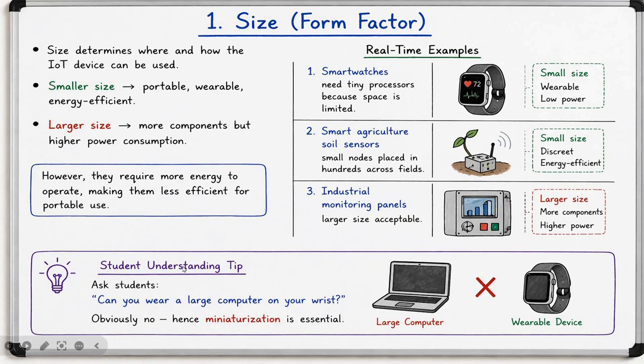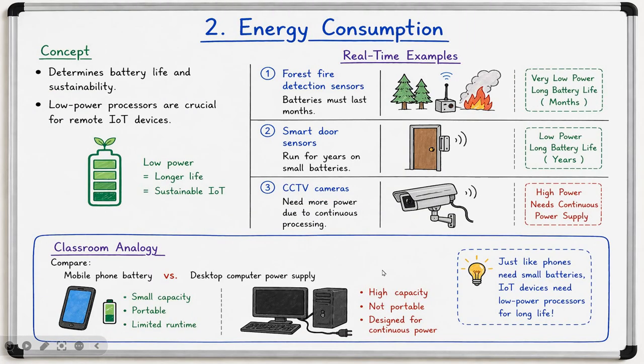So here, now actually the size should be small. Now, can you wear a large computer on your wrist? No. Because of that, size is one of the important and critical considerations to design the IoT device. Obviously you cannot wear a large computer on your wrist. Hence miniaturization is essential, because of which the wearable devices have come into existence.